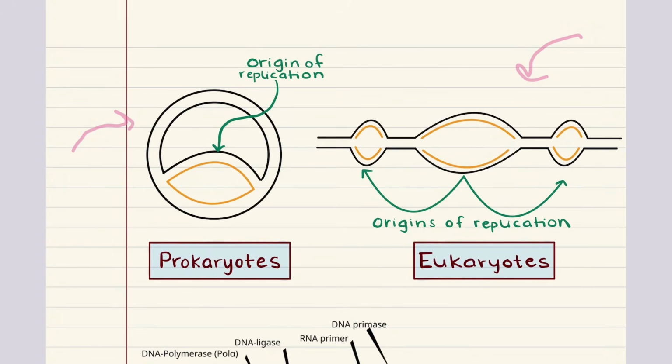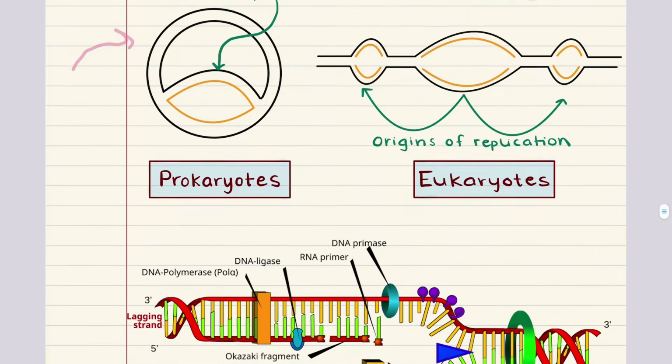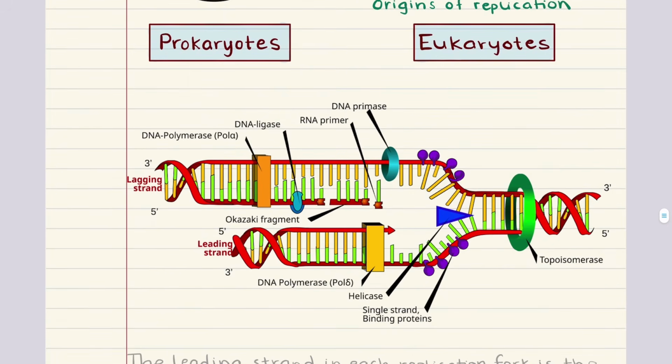Once the origin is identified, helicase attaches to the DNA and begins to unwind the double helix. You can see that illustrated in the center of the diagram by this blue wedge-shaped protein. As helicase moves forward, it breaks the hydrogen bonds between base pairs and exposes two single-stranded DNA templates. This unwinding action introduces tension ahead of the fork, and that is relieved by topoisomerase. That's shown in this large green ring on the right.